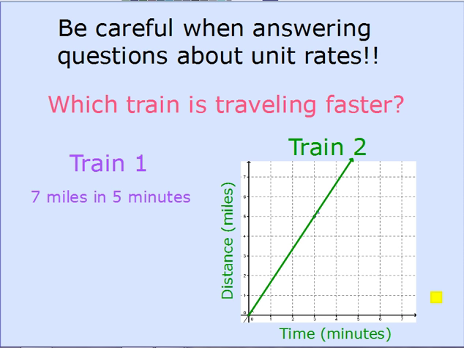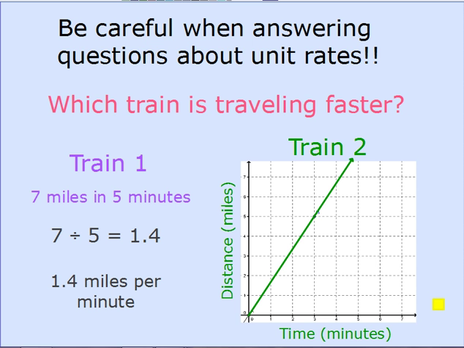We want to be really careful when we answer questions about unit rates because not all the questions are going to be asking the same thing. Before we were talking about better buy, now we're asking which train is traveling faster. Look at our units. We're talking miles and minutes. 7 miles in 5 minutes. If I'm looking for something that's traveling faster, is it going to have the greater speed or the lesser speed? Yeah, if it's asking me faster, I want to look for the one with a bigger speed, greater unit rate.